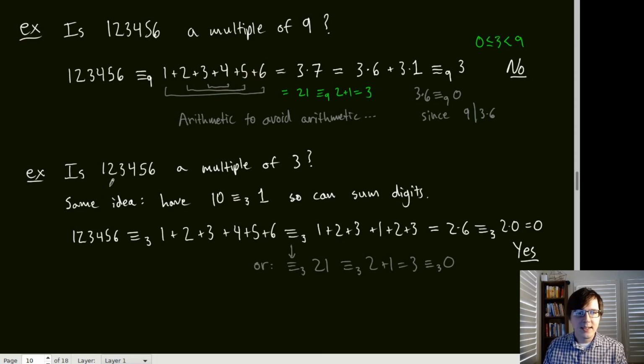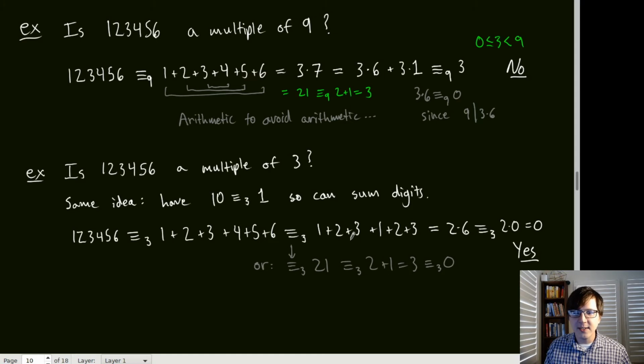Here's another example. Is the same number a multiple of 3? And so the same idea for the proof applies, but in this case we take everything mod 3. And so 10 is congruent to 1 mod 3, because 10 minus 1 is 9, which is a multiple of 3. And so by exactly the same logic, we can just sum the digits mod 3. So 1, 2, 3, 4, 5, 6 is congruent mod 3 to 1 plus 2 plus 3 plus 4 plus 5 plus 6. And then we can use the addition law to reduce these numbers mod 3. So 4 is 1, 5 is 2, and 6 is 3.